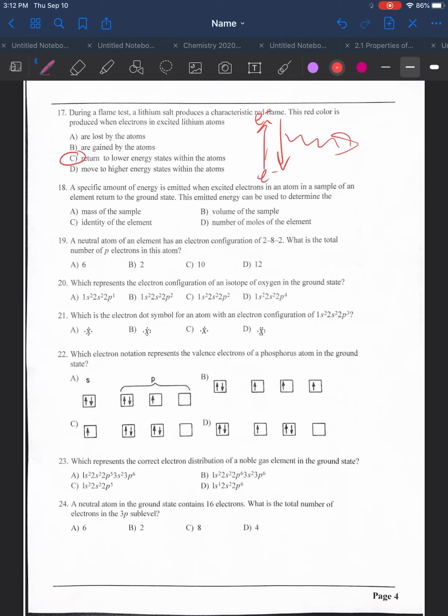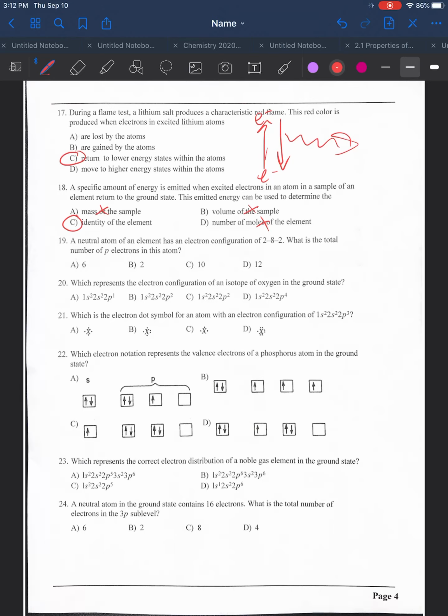18, so what can the energy emitted be used to determine? It is a qualitative test, remember? This was part of your lab. Qualitative, meaning not quantitative. All of these are quantitative, so that's one way to think about it. But we can really only get at the identity of an element.